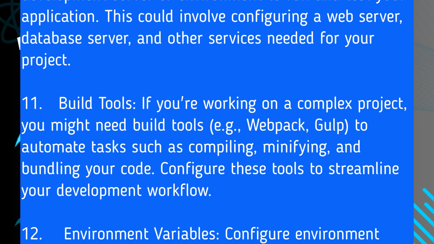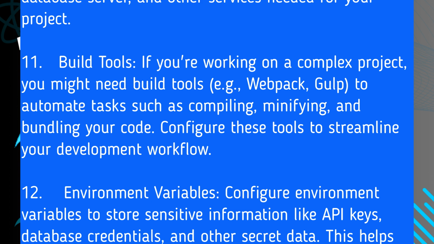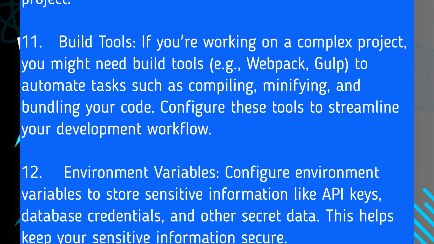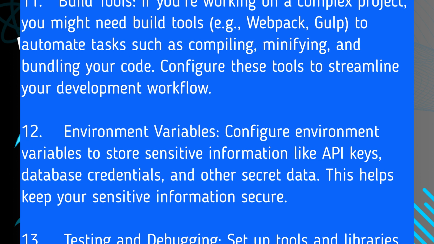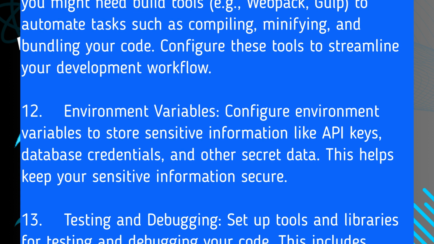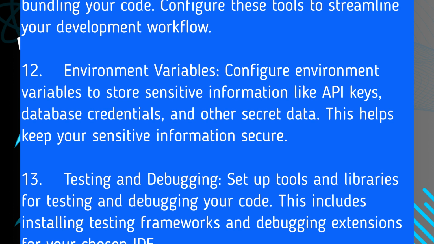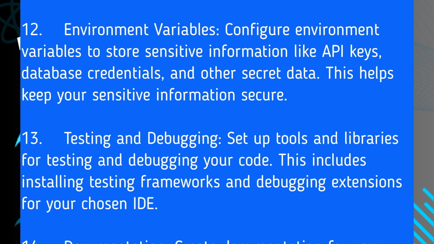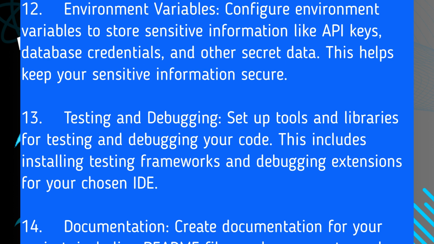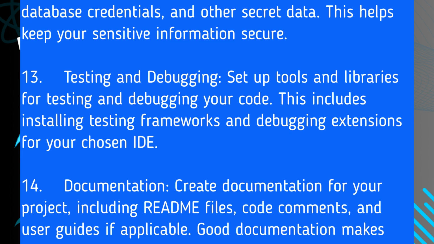11. Build tools. If you're working on a complex project, you might need build tools, e.g., Webpack, Gulp to automate tasks such as compiling, minifying, and bundling your code. Configure these tools to streamline your development workflow. 12. Environment variables. Configure environment variables to store sensitive information like API keys, database credentials, and other secret data. This helps keep your sensitive information secure.